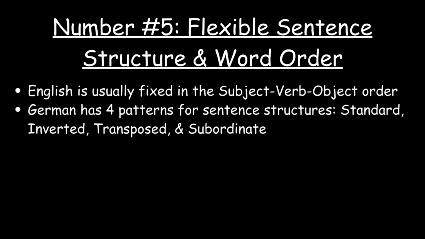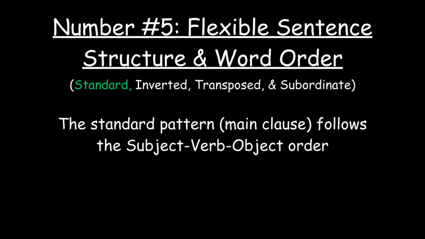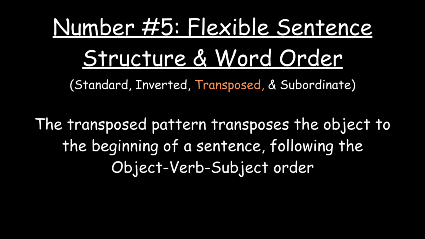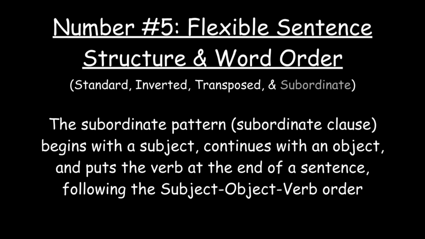For instance, a standard pattern in German, also known as the main clause, follows a subject, a verb, and an object, which is the basic structure in English. An inverted pattern inverts the subject and the verb, primarily when asking a yes or no question. A transposed pattern transposes the object to the beginning of a sentence, continuing with a verb and a subject. A subordinate pattern, also known as a subordinate clause, begins with a subject, continues with an object, and puts the verb at the end of a sentence.